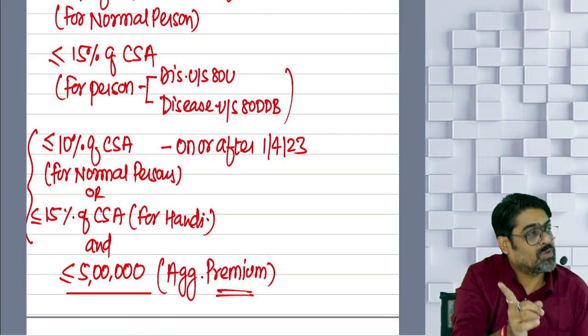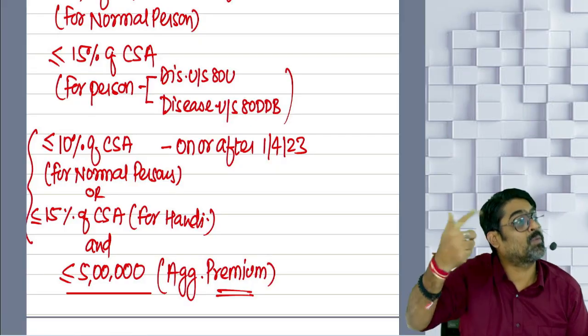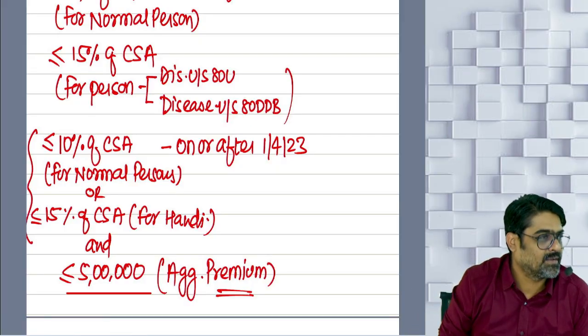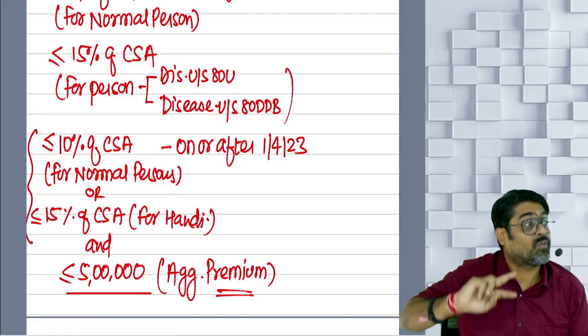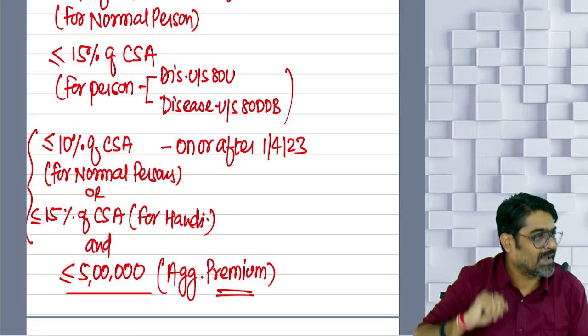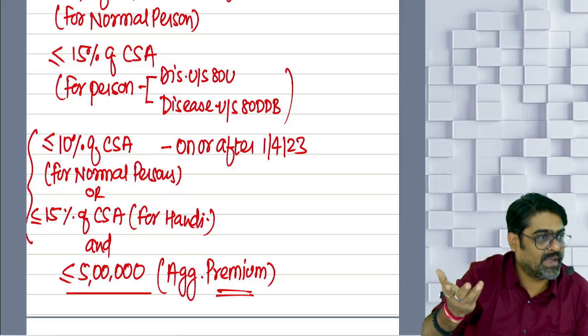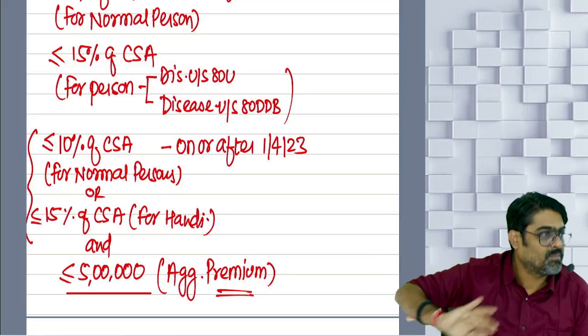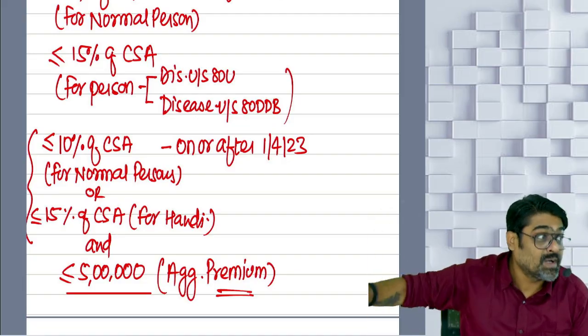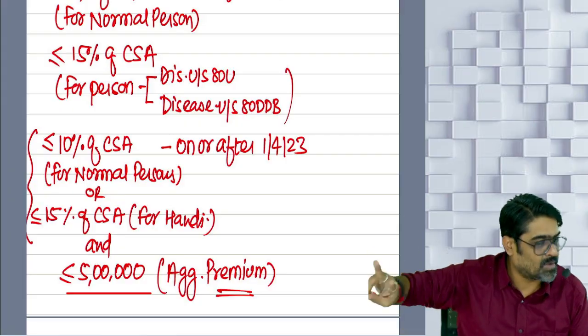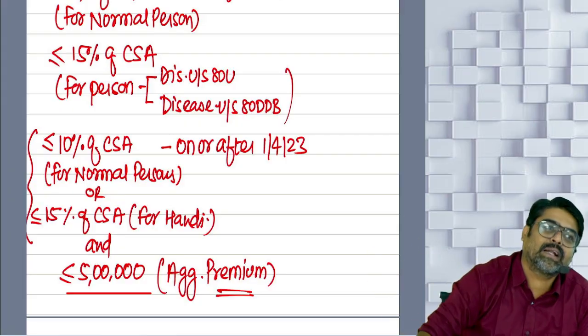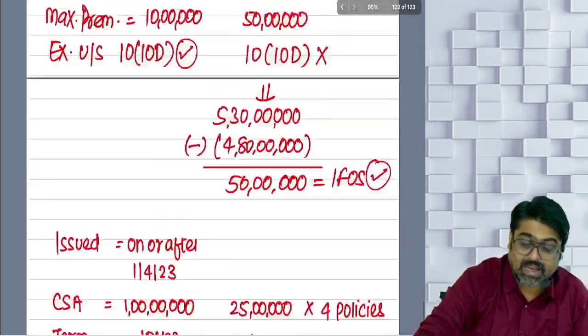Because for those two policies, the aggregate premium taken together is not more than 5 lakhs, and the individual premium on those policies is also not more than 10%. Hence, the entire maturity proceeds on those two policies will be exempt. And for the other two policies, it will be fully taxable. Taxable meaning after reducing the premium coming back, which was not allowed as a deduction. Whatever balance maturity proceeds for the remaining two policies will be taxable. Understanding or not?